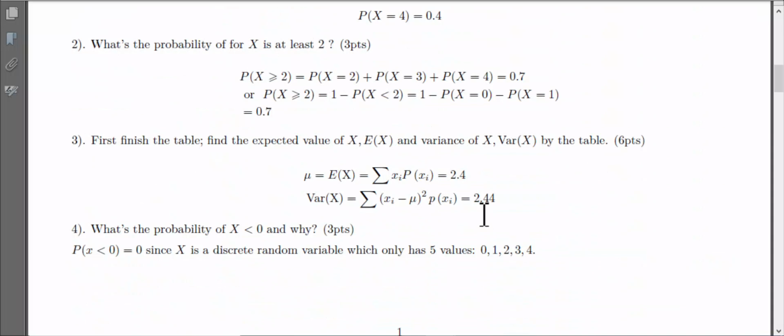That's the variance. Okay. And then what is the probability for X less than 0? Because remember, capital X is a discrete random variable which only has 5 values, 0, 1, 2, 3, 4. So it's impossible to get a value less than 0. Okay, that's impossible. Here should be capital X.